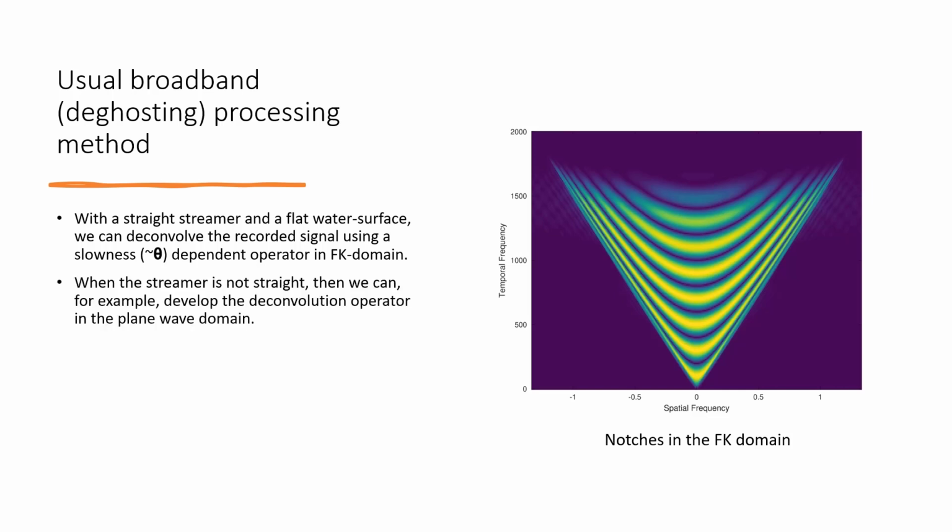But when the streamer is not straight, then we have to do something a bit different. One of the methods of removing the ghost is to work in the plane wave domain. That demands that the water surface be approximately flat still, but it allows the cable to be undulating.